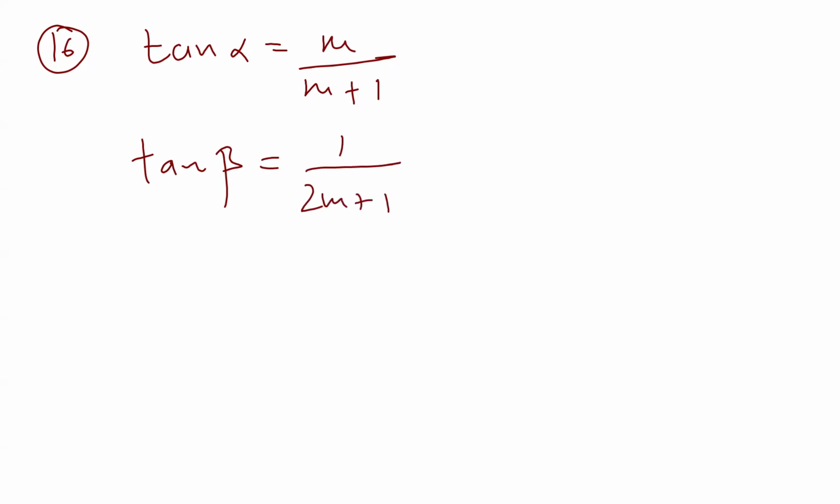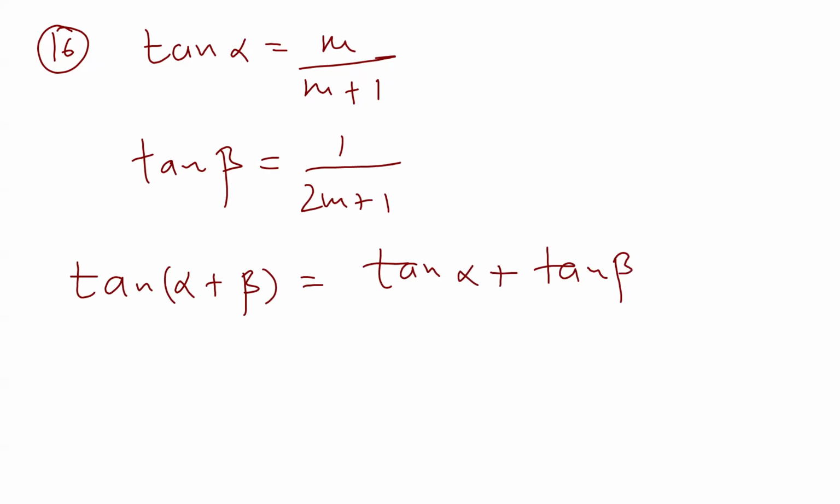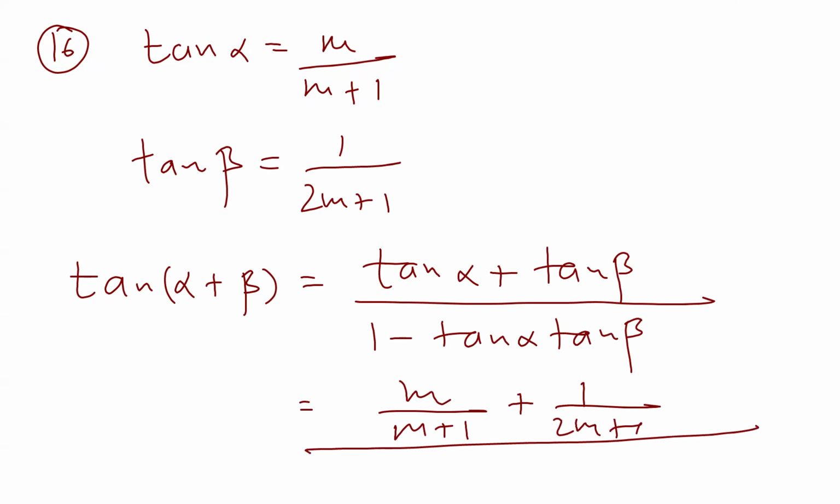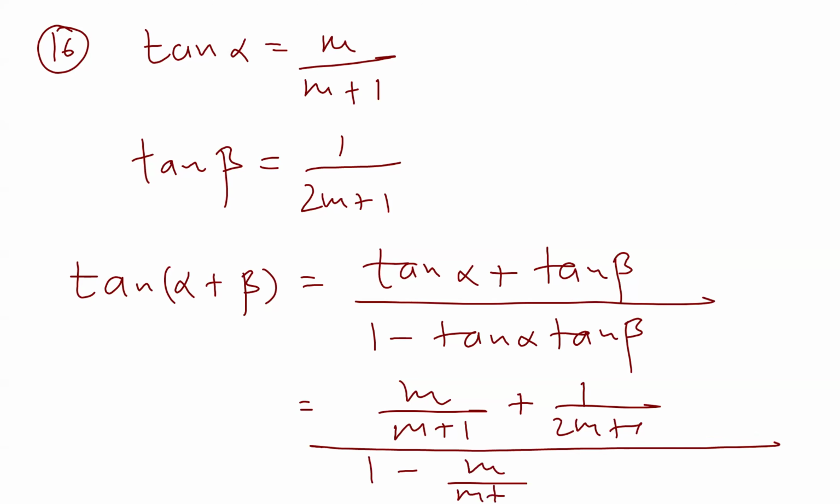They're asking. So, we know this formula for tan of alpha plus beta. We cannot take the tan alpha minus beta formula because we require the value of alpha plus beta. So tan alpha plus tan beta upon 1 minus tan alpha into tan beta, that is equal to m upon m plus 1 plus 1 upon 2m plus 1, the whole upon 1 minus m upon m plus 1 into 1 upon 2m plus 1.